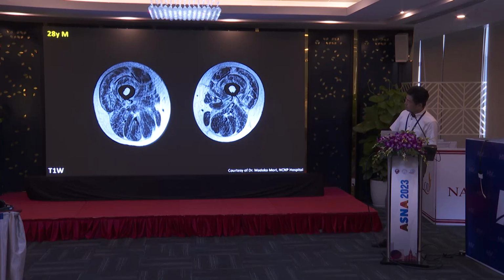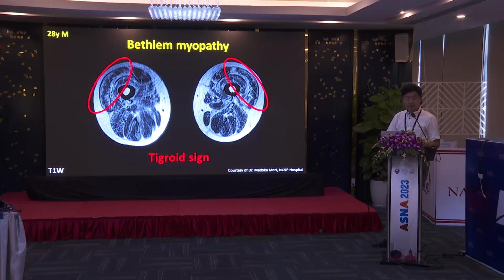The pattern of fat infiltration is very unique, right? Look at the vastus lateralis. The fat is infiltrated from outside, but the central part is still there. This is like a from outside to inside pattern, or like a stripe shape. This is called target sign or sandwich sign. Yes. Then many people believe that this pattern of abnormality is almost diagnostic of Bethlem myopathy.